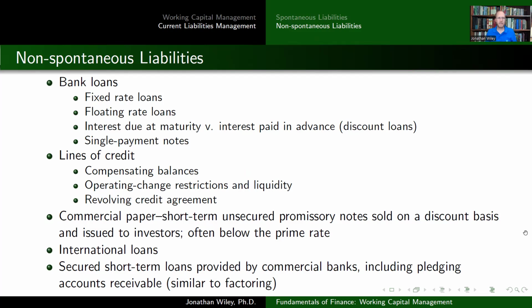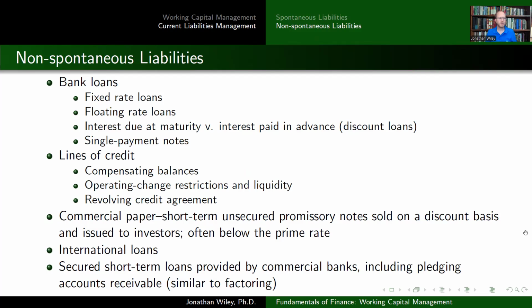Another form of non-spontaneous liabilities would be commercial paper, and this is basically a short-term unsecured promissory note that is sold on a discount basis. What that means is investors might pay, let's say, $950 today to the company, and they receive $1,000 back at the end, and that's how they get their interest. Basically, it's roughly a 5% return. That's how they're getting their return on that security. So they aren't paying interest payments. It's just sold on a discount basis.